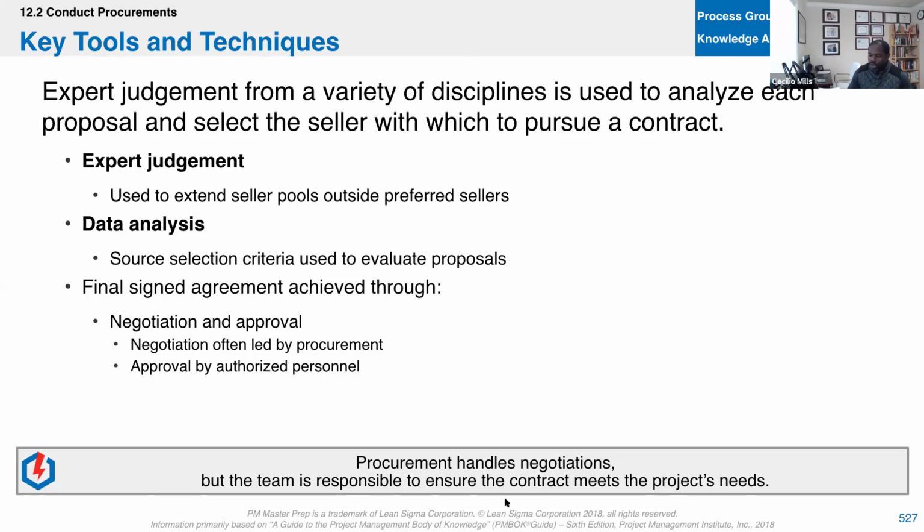So you're doing what's best for the project. Purchasing wants to always get the cheapest deal, but that's not always what's best. The vendors always want to make the most money, and that's not best for the company. So you have to play both roles, and that's the idea here. We're responsible to ensure the contract meets the project's needs. So the project, right? We're beholden to the project and the project only.